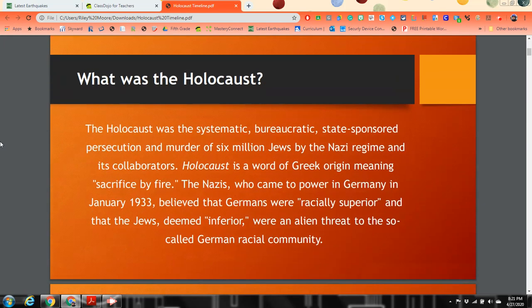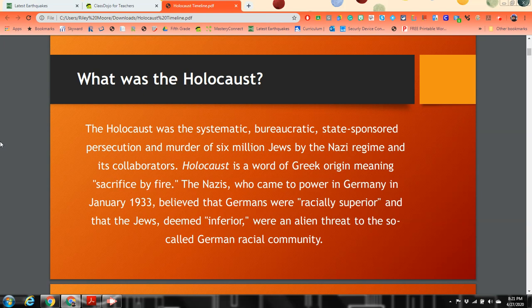Now, before we get into it, you need to understand what a Holocaust is. The official definition of a Holocaust is, it's a noun. It is the destruction or slaughter on a mass scale. So that means getting rid of something in large quantities, almost as you would call it now a genocide. The Holocaust was a systematic, bureaucratic, state sponsored persecution and murder of 6 million Jews by the Nazi regime and its collaborators. Now, there's a lot of big words.